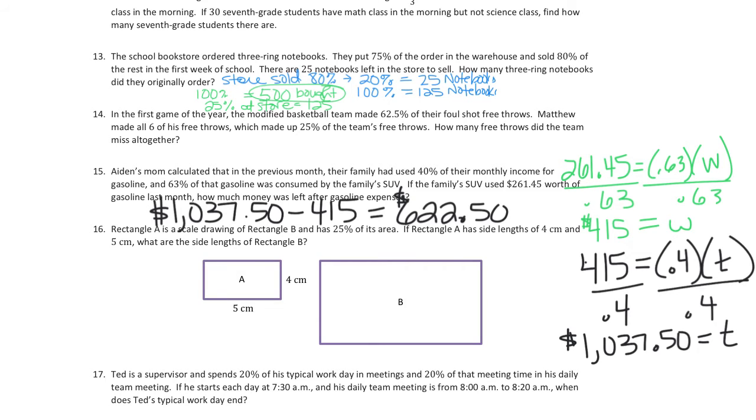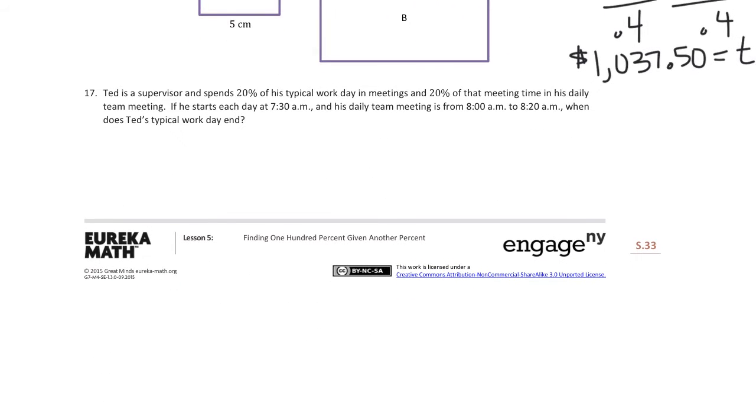Hey, number 17. Ted is a supervisor and spends 20% of his typical workday in meetings, and 20% of that meeting time is his daily team meeting. He starts each day at 7:30 a.m. and his daily team meeting is from 8 to 8:20 a.m. When does Ted's typical workday end?